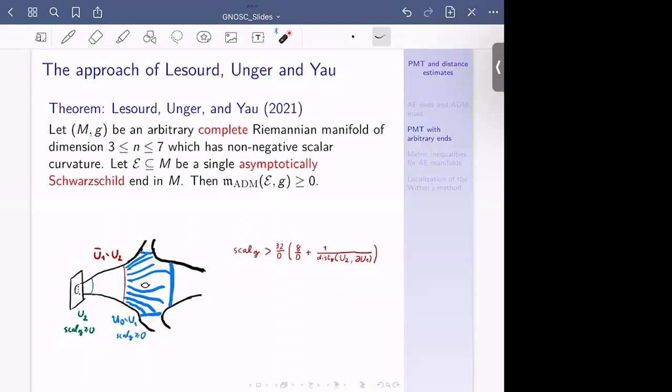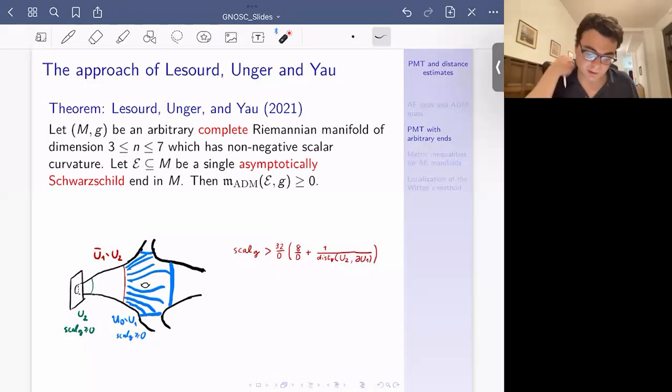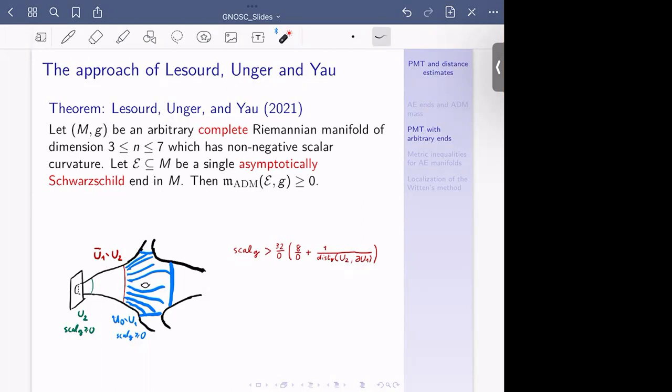And is there an example? Is the inequality sharp or not? That's actually the main point that I wanted to discuss. But anyway, this is unknown, and indeed this is what we were interested in, and we don't know yet how to get a sharp inequality. But I will show what we can do in the spin setting. Do we have a better inequality?